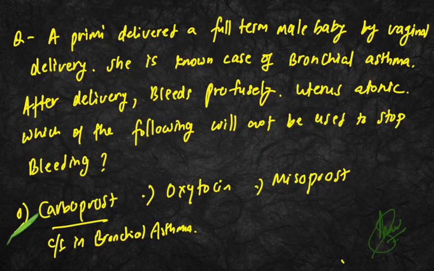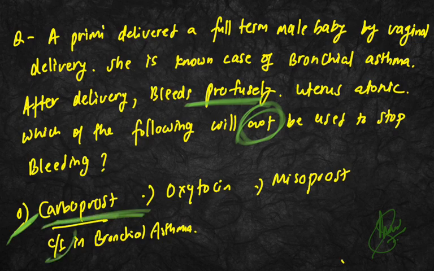A primigravida delivered a full-term male baby by vaginal delivery. She is a known case of bronchial asthma. After delivery, she bleeds profusely. So, which of the following drugs will not be used to stop bleeding? Carboprost will not be given because it is contraindicated in bronchial asthma.